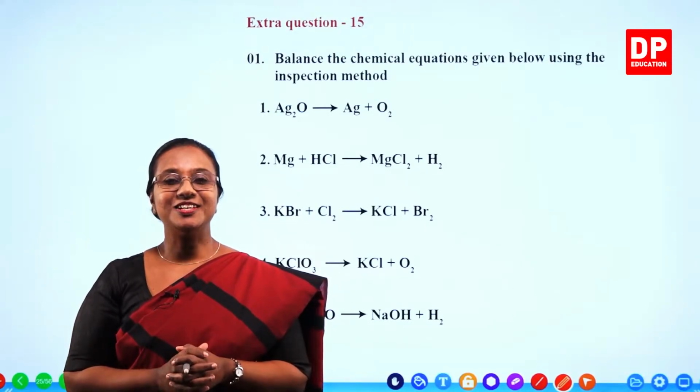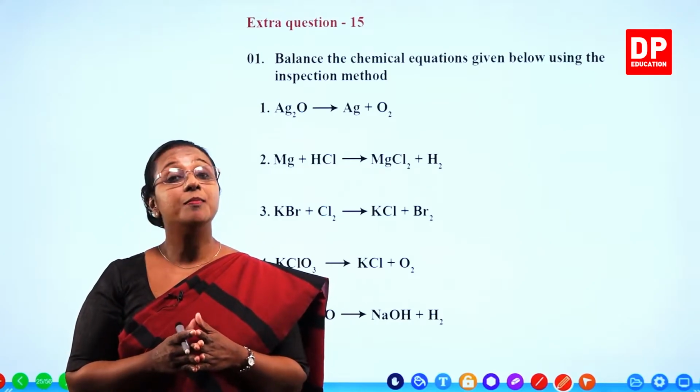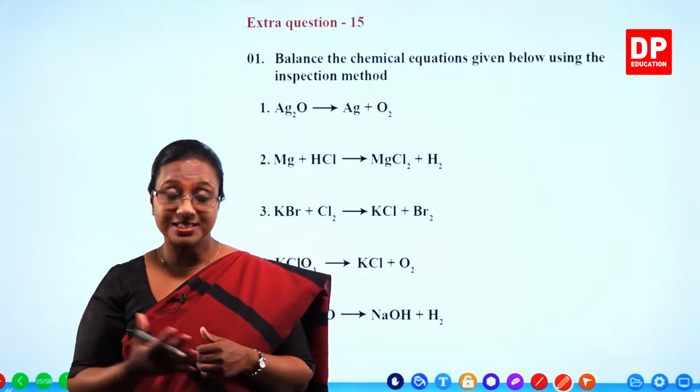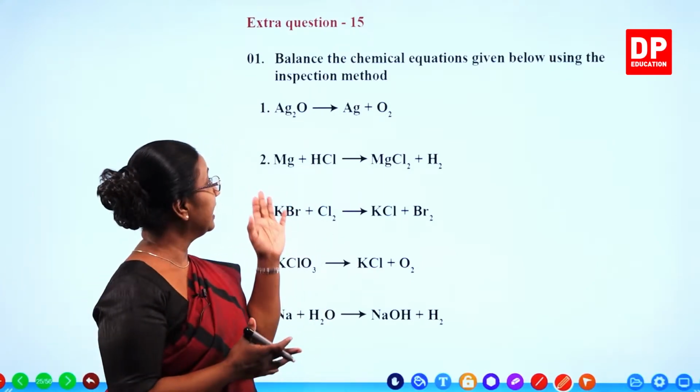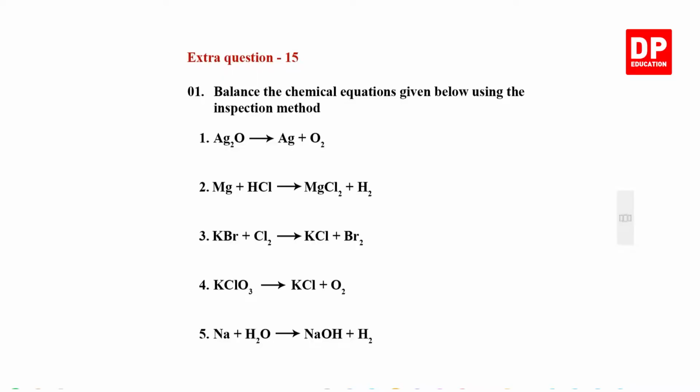Hello my dear students. So I have been discussing extra questions on changes of matter. In the previous chapter also I discussed some extra questions with you all, and in this chapter I am going to continue with the extra questions. Extra question 50. Balance the chemical equations given below using the inspection method.